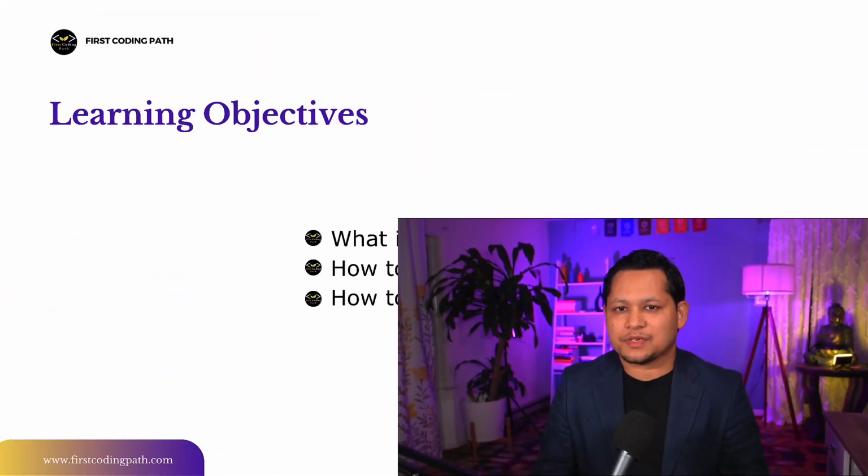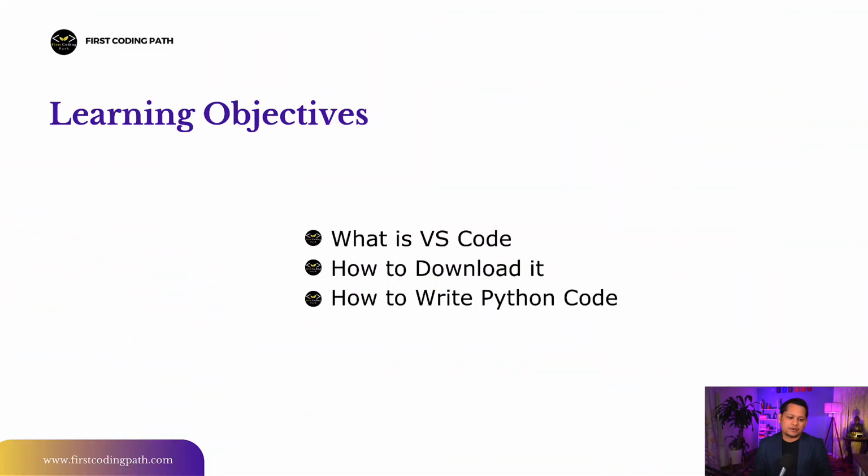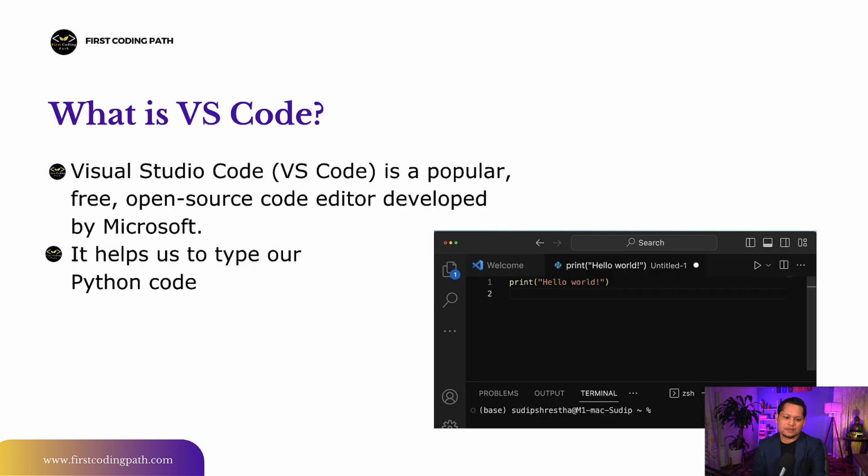So the main learning objectives for this particular video are to understand what is VS Code and how to download it, and also how we can write a simple Python program in VS Code. I'm going to show you that as well. So let's talk about what is VS Code. VS Code, also known as Visual Studio Code, is free and open source software, and this is used to type your Python program.